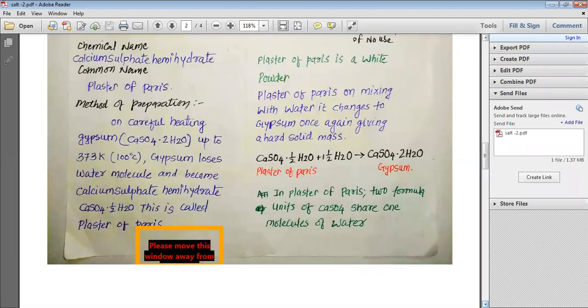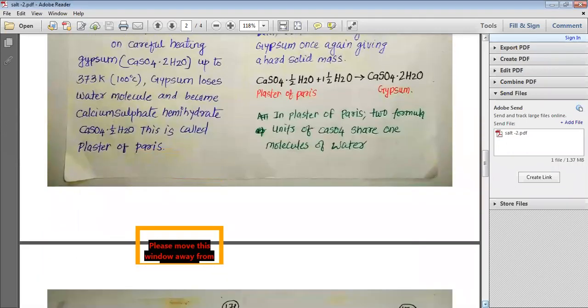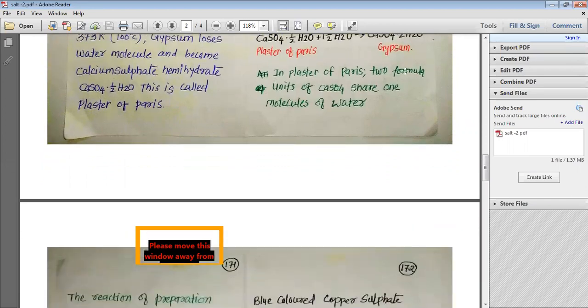So that is why plaster of Paris is used in the laboratory to make the vessels airtight. Whenever there is a gap, or something that makes the apparatus non-airtight, we can apply plaster of Paris, and that is what makes the apparatus airtight. This is how plaster of Paris is used in the laboratories, my dear students. In plaster of Paris, 2 formula units of calcium sulfate share 1 molecule of water. Please remember, this is also important.